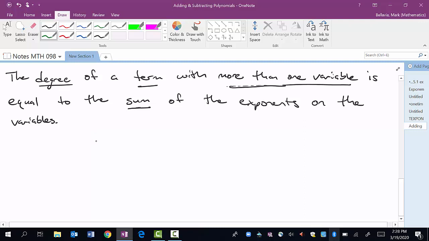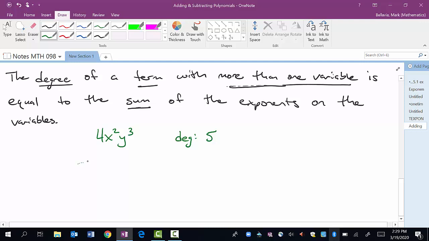So let's just look at a couple examples. If I said I had 4x squared y to the third. So again, this is just one term because there's no addition or subtraction going on. If I wanted to find the degree of this term, now since there's more than one variable in there, I'm going to add the exponents I see. So the degree of this would be the 2 plus the 3, which gives me a degree of 5.